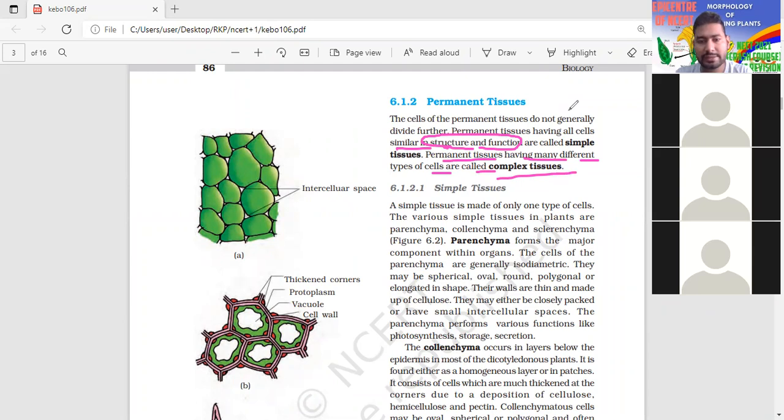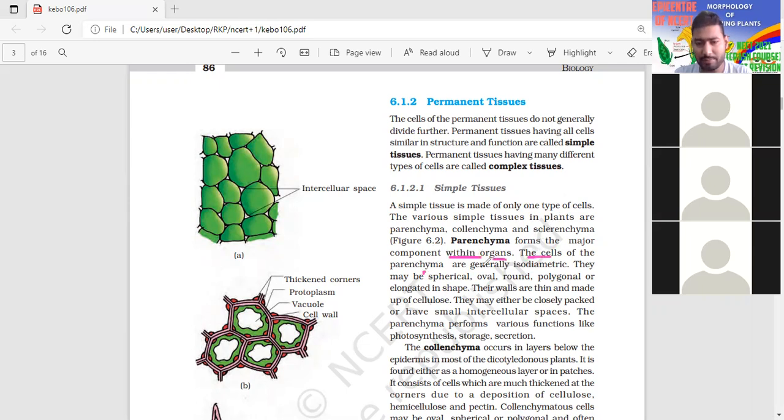Now this simple permanent tissue you can call SPT. A simple tissue is made up of only one type of cells. The various simple tissues in plants are parenchyma, collenchyma, sclerenchyma, which we have discussed already. Parenchyma forms the major component within an organ. I told you already, parenchyma is a simple permanent tissue. It occupies the maximum portion of the plant, so it forms the major component within the organ.